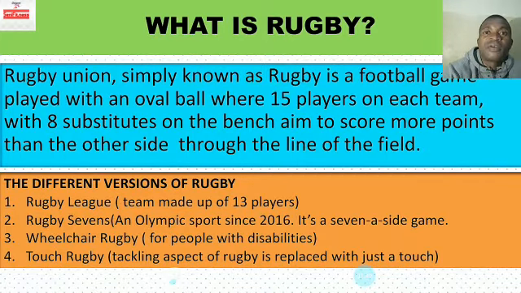Now, although there are different versions of rugby, the most popular form of rugby is what we refer to as rugby union. It is simply called rugby. This is a form of rugby actually that we find at the Rugby World Cup. In this form of rugby, each team is made up of 15 players. And this is the form of rugby that we are going to focus on in our lesson.